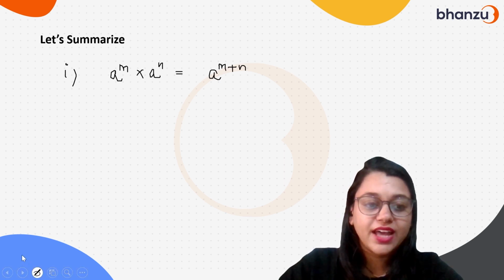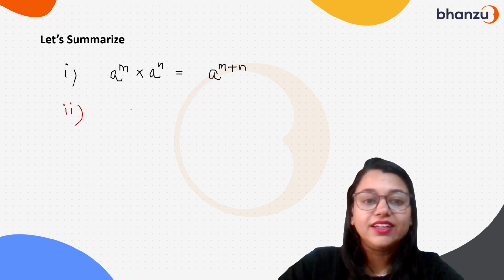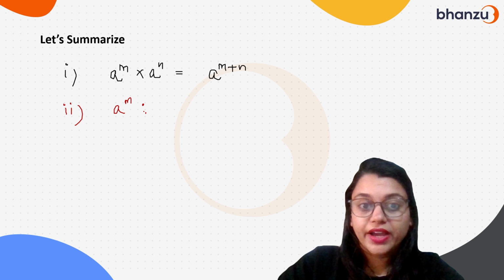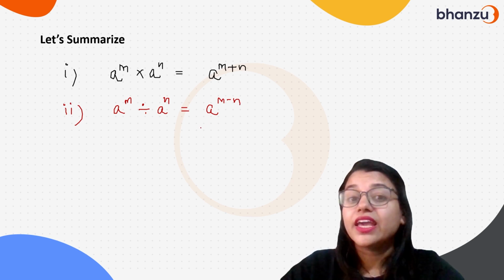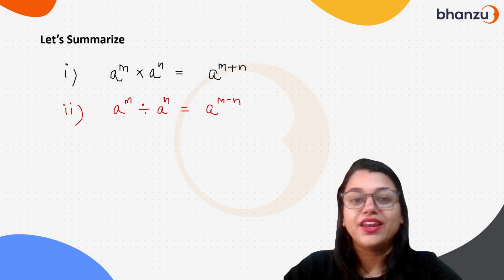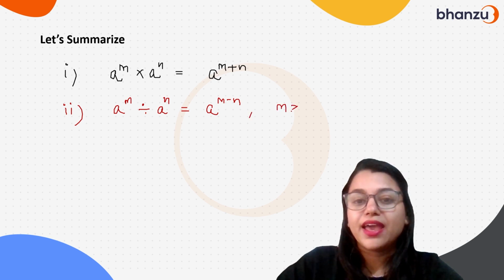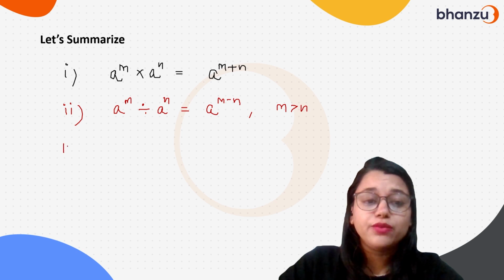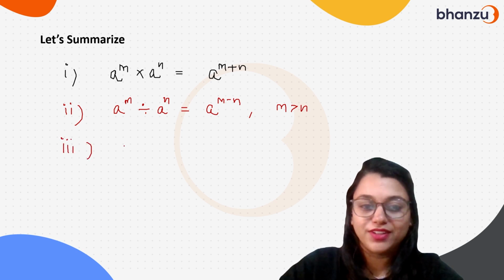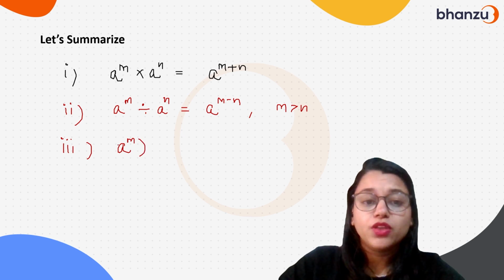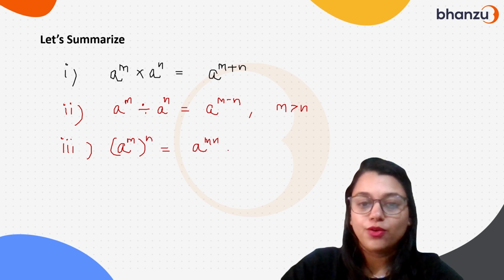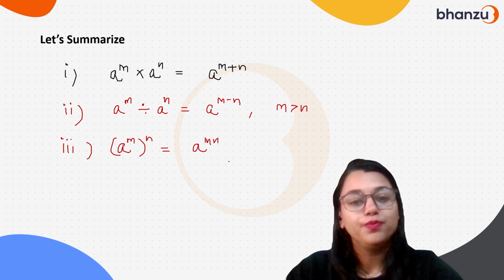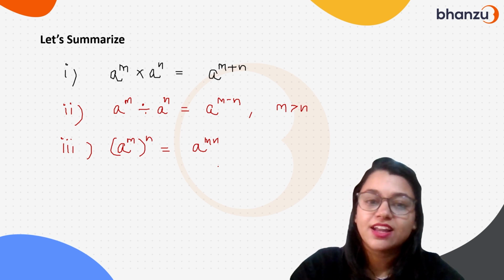Alright. After that, we discussed the second law, that is a raised to the power m divided by a raised to the power n will give us a raised to the power m minus n, right? Where a is again a non-zero integer and m and n are whole numbers such that m is greater than n, right? And then we discussed taking power of a power. It means a raised to the power m whole raised to the power n can be written as a raised to the power mn. Okay, it means a raised to the power m into n. So these laws we discussed in today's class.